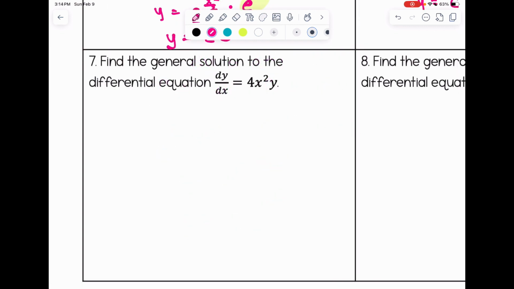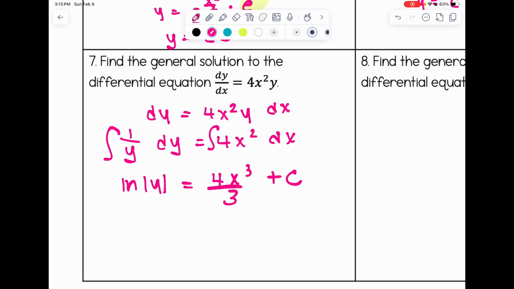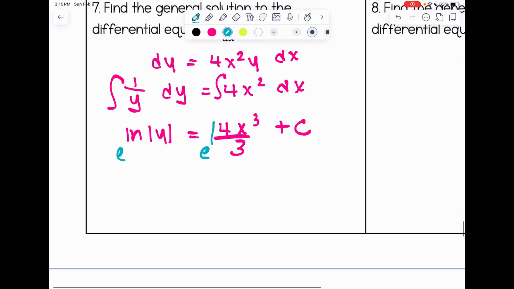All right, on number 7, we're going to repeat the same process. We are going to multiply by dx on both sides, but that will not separate the variables. So I'm going to be moving the y over to the left. Then I will integrate. Since we want to get y by itself, we are going to put e as the base on each side. And all of this, just like we've seen in questions 5 and 6, allows us to rewrite this as y equals c times e to the 4x cubed over 3.